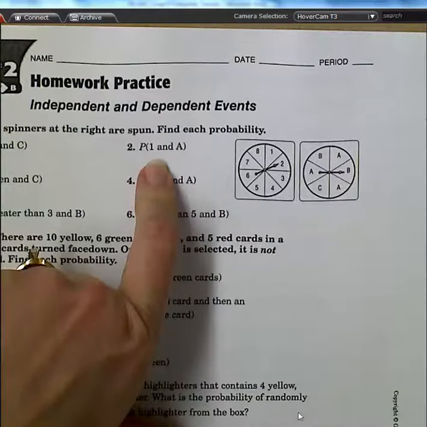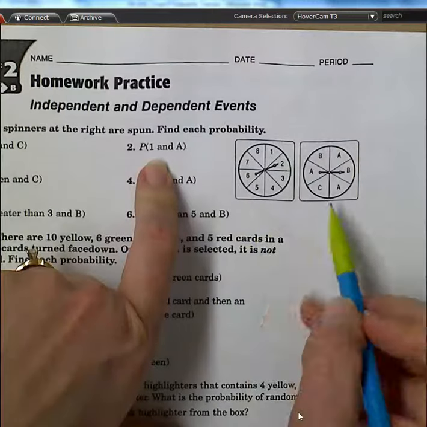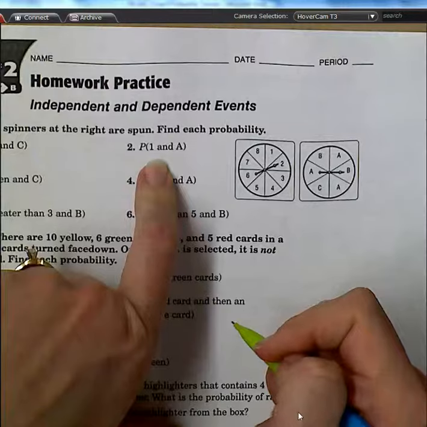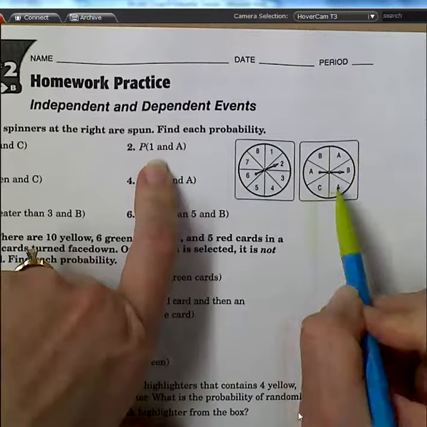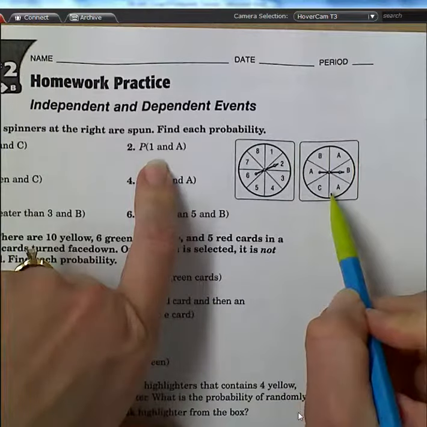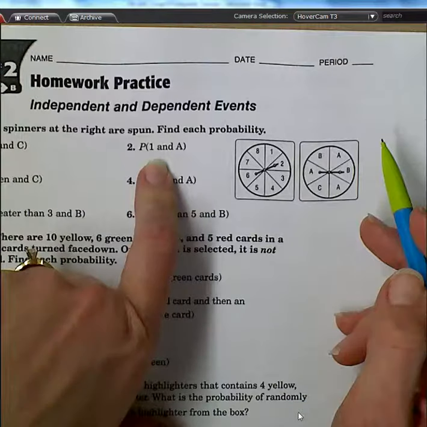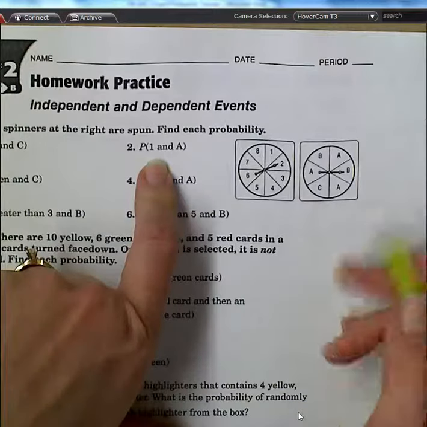Spinner on the top. What do you think? Independent or dependent? I got two different spinners. What do you think, Tom? Tell me again. Does spinning this spinner change this spinner? Oh, no. So if nothing changes, is it independent or dependent? It is independent.